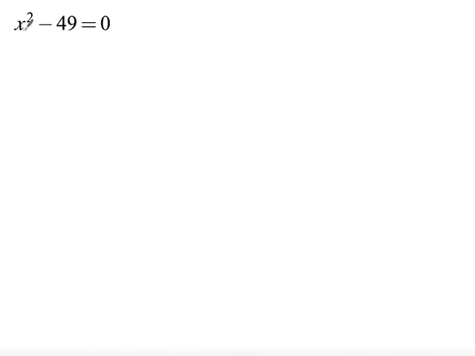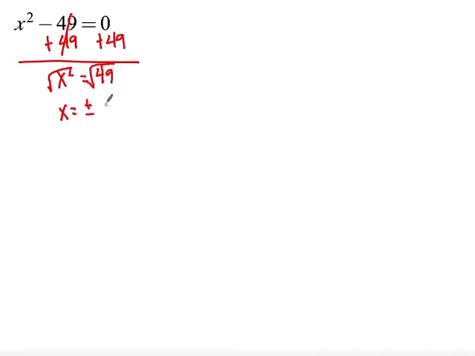If I want to do the square root method, I'm trying to get x by itself. So the first thing I'm going to do is get rid of this minus 49 by adding 49 to both sides. That cancels out, giving me x squared equals 49. Then I'm trying to get x by itself, so I'm going to square root both sides. That gives me x equals positive and negative square root of 49, which is 7. So my answer is x equals 7 and x equals negative 7.